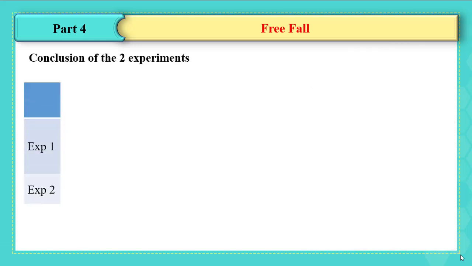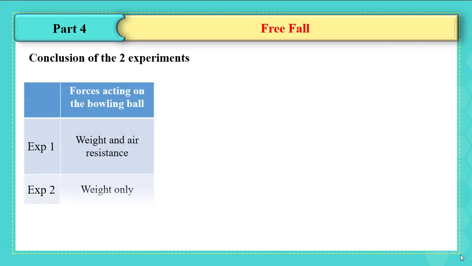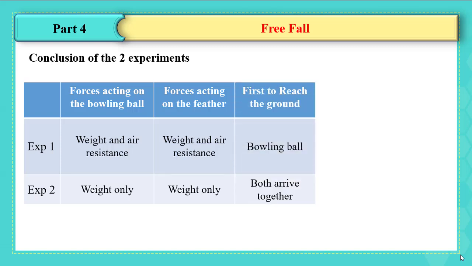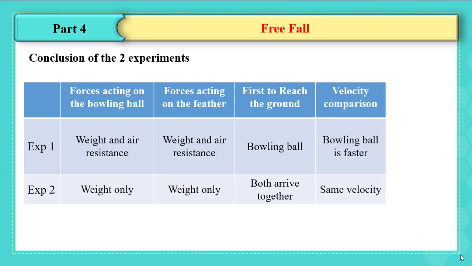To make a conclusion, let's sum up the results. For each experiment, let's write the forces acting on the bowling ball first, then on the feather. Which one reached the ground first? In the first experiment, the bowling ball. In the second one, both arrived at the same time. What about the velocity? In the first experiment, the bowling ball was faster. In the second one, they had the same velocity.